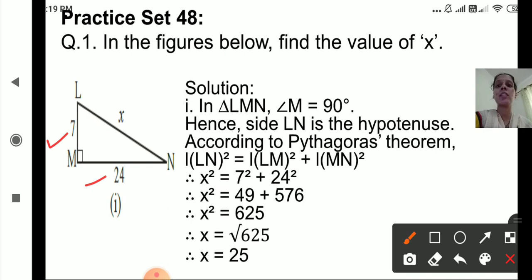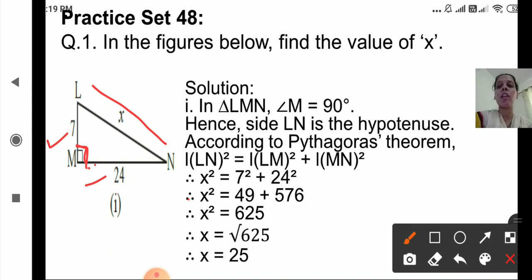So length of LN is the hypotenuse, right, which is opposite to the 90 degree. This angle M is 90 degree. So in the solution, in triangle LMN, angle M is 90 degree, hence side LN is the hypotenuse. So what is the formula according to Pythagoras theorem? Hypotenuse square, means LN square, is equal to base square plus height square, that is LM square plus MN square, or you can write down MN square plus LM square.